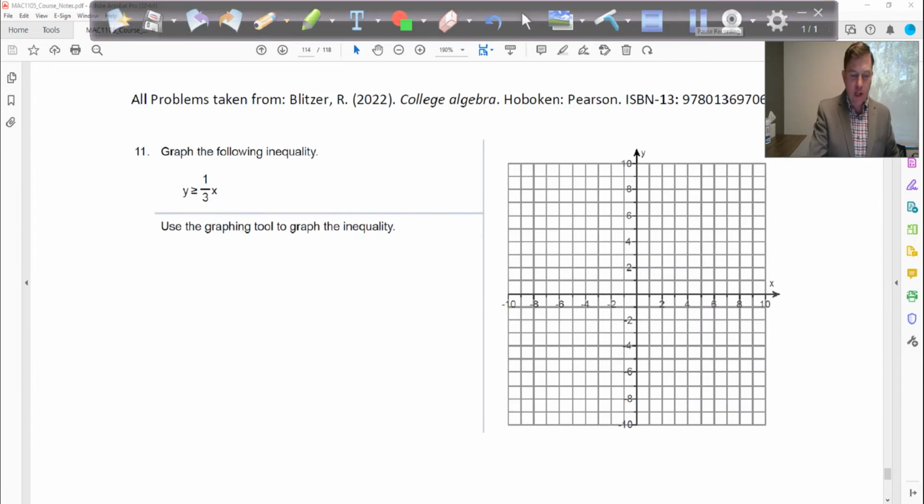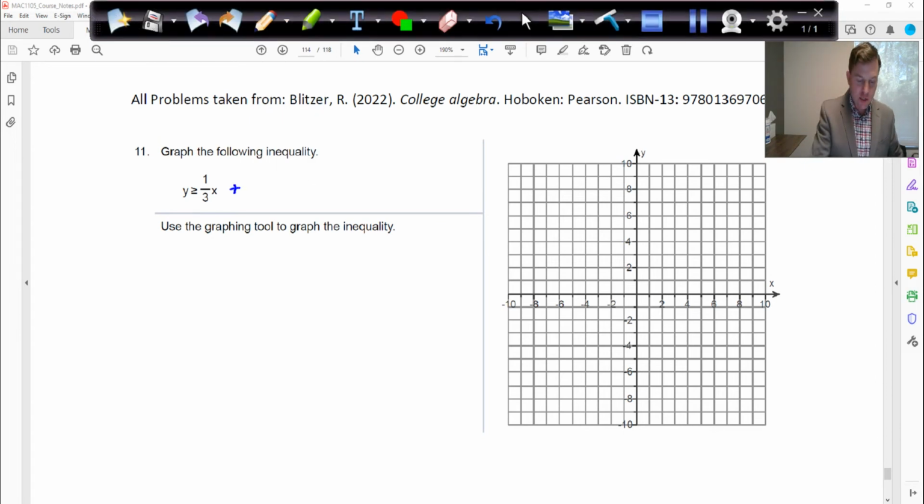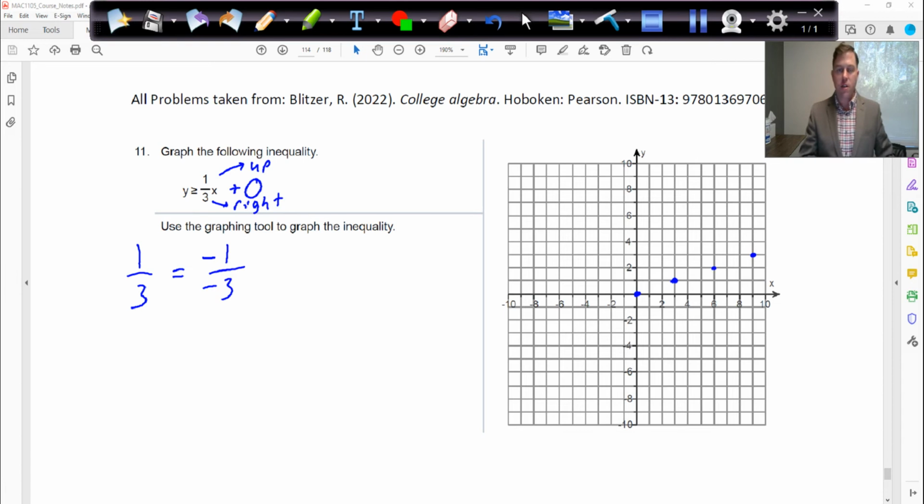Okay, for a problem like 11, this sometimes throws students off because there's just y and x. There's no number. If there's no number, then that means the y-intercept is 0. So it starts at 0. It has a slope of 1 up and 3 to the right. So we can start counting. 1 up, 2 to the right, 1 up, 1, 2, 3 to the right. Or, so let's look at this. 1 over 3 is the same as minus 1 over minus 3, so those negatives cancel. And this would be down and left. So I could also go down 1 and 3 to the left.